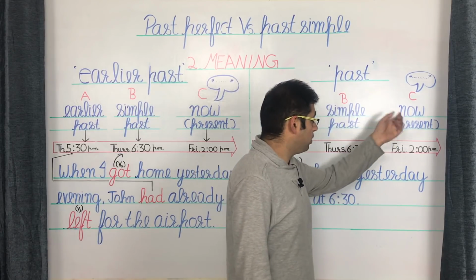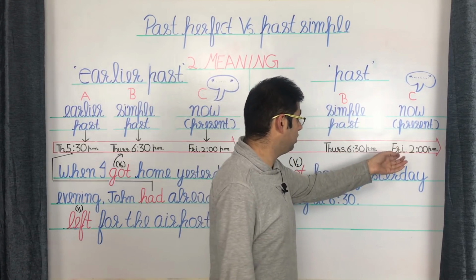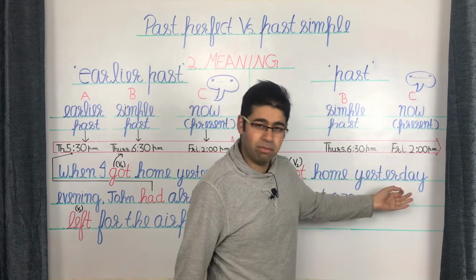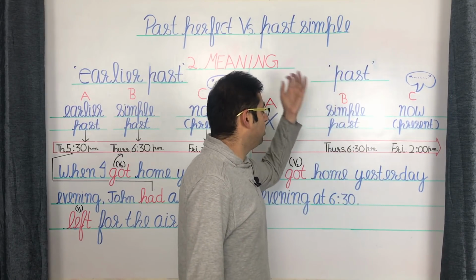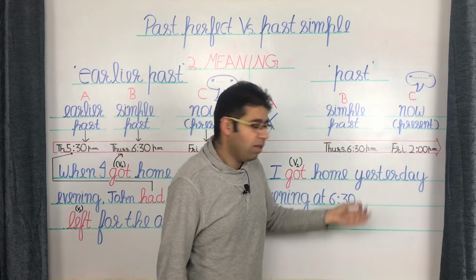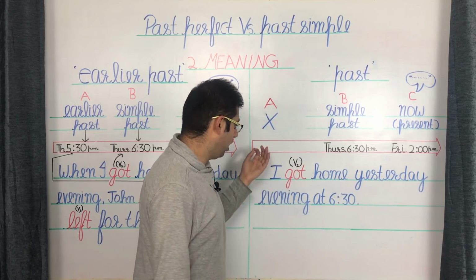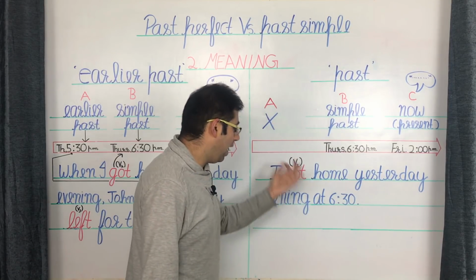So once again, you are speaking at the present moment, point C on the timeline. You make reference to an event which had taken place yesterday. That brings you to the simple past, point B, that's Thursday, 6:30 p.m. We do not have any past perfect over here. Hence, your sentence reads, I got home yesterday evening at 6:30.